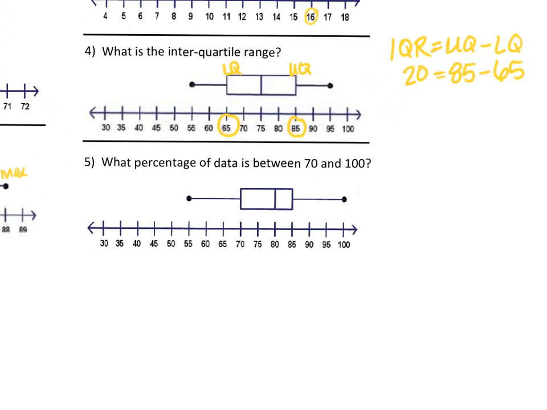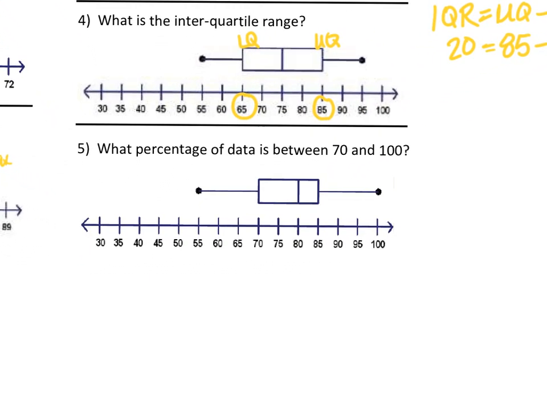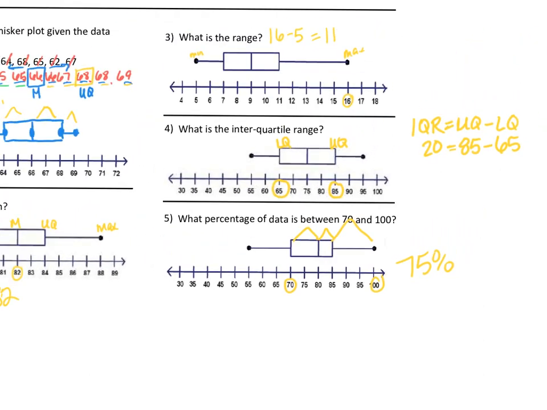What percentage of data is between 70 and 100? Okay, so how much did I say was between each set of dots? 25. So this is 25, 25, 25. So how much total? 75? That's 75% of the data falls between 70 and 100. That's how they would say it. Are you good with that? Okay, not too bad, right?